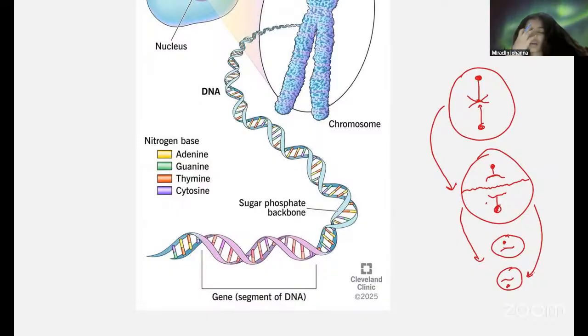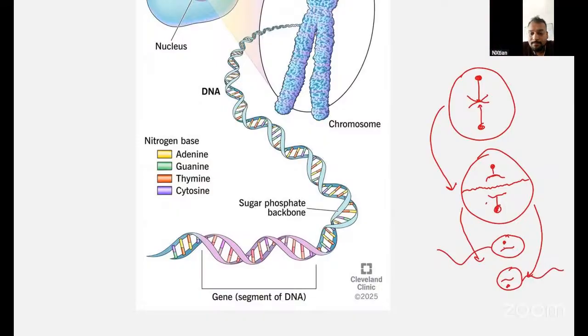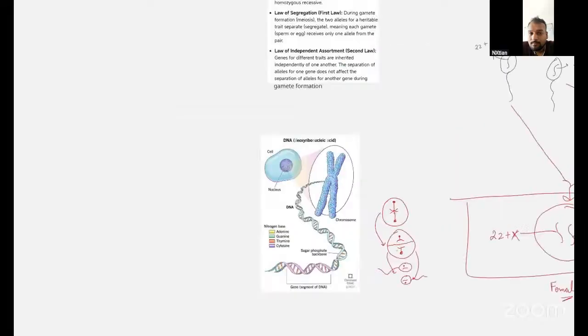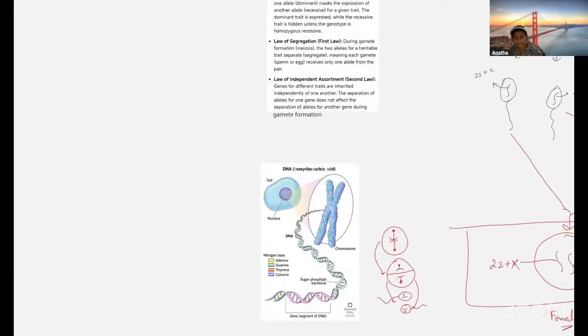See, in mitosis, the number of chromosomes remains the same. If 44 is there in the parent, the child will also have 44. That is called mitosis. But in meiosis, the number of chromosomes becomes half. So this will become one sperm, and this will become another sperm. Understood now?